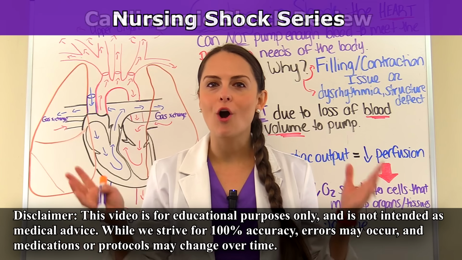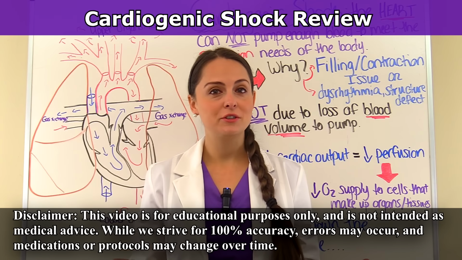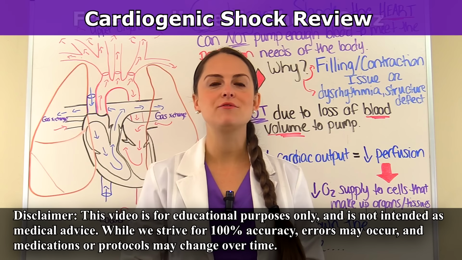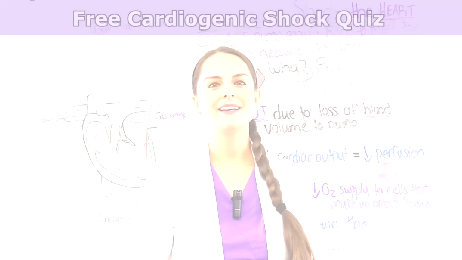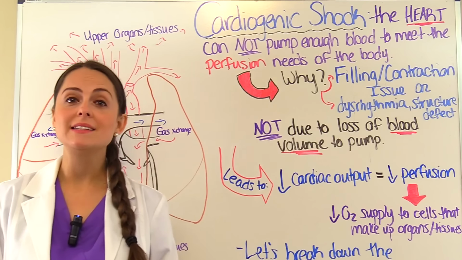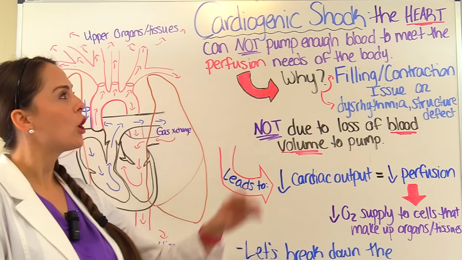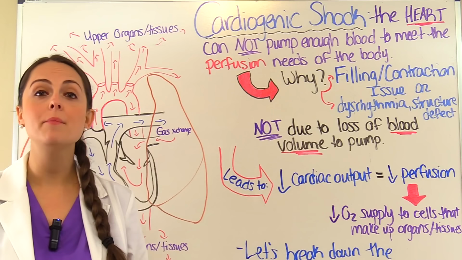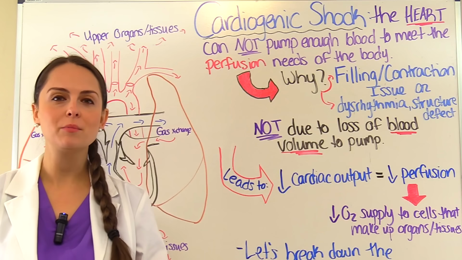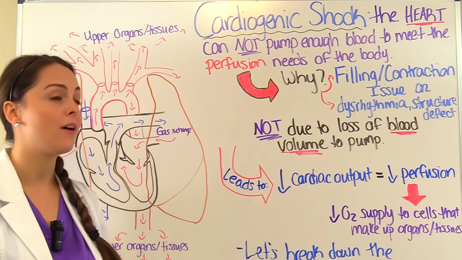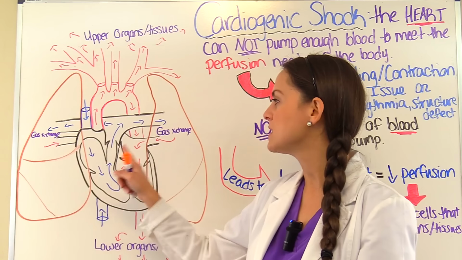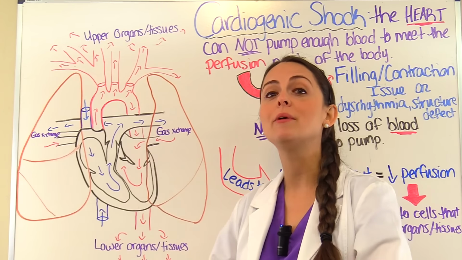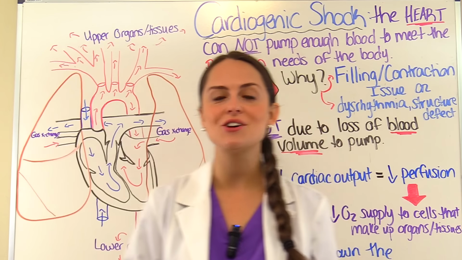Today we're going to be talking about cardiogenic shock. Now after you watch this YouTube video, you can access the free quiz that will test you on this condition. So let's get started. First, let's start out talking about what is cardiogenic shock. It occurs when the heart cannot pump enough blood to meet the perfusion needs of the body. So this condition is solely an issue with the heart itself, hence why we call it cardiogenic shock.